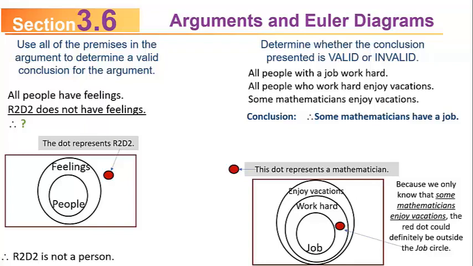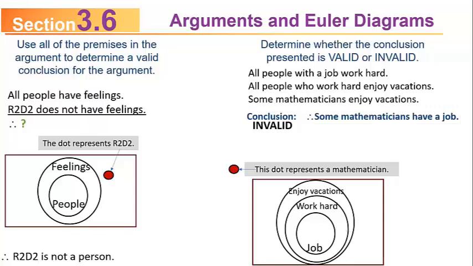And the answer is, looking at the Euler diagram, no, that's an invalid argument, because that representative dot representing a mathematician could be outside of the job circle. This takes practice, but the more you do it, the better you're going to get at it.